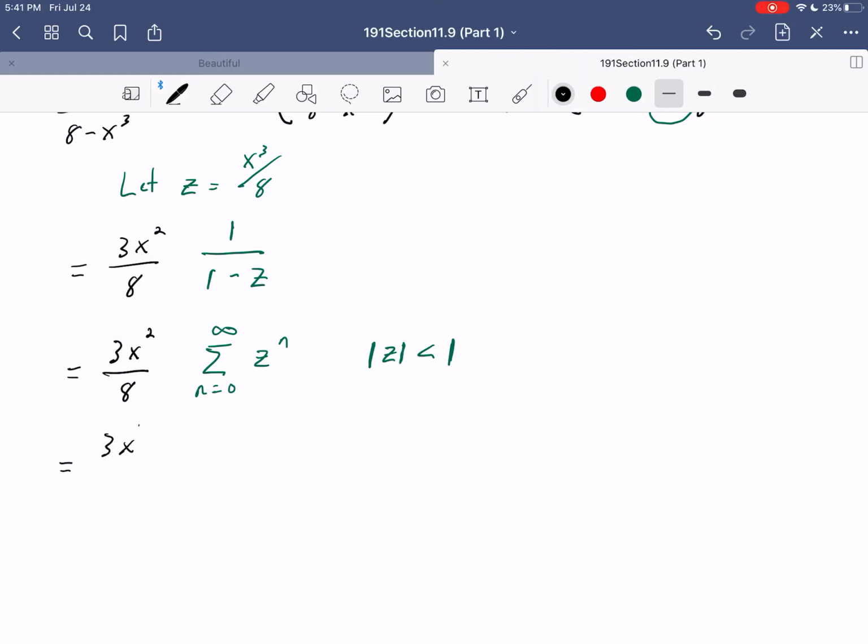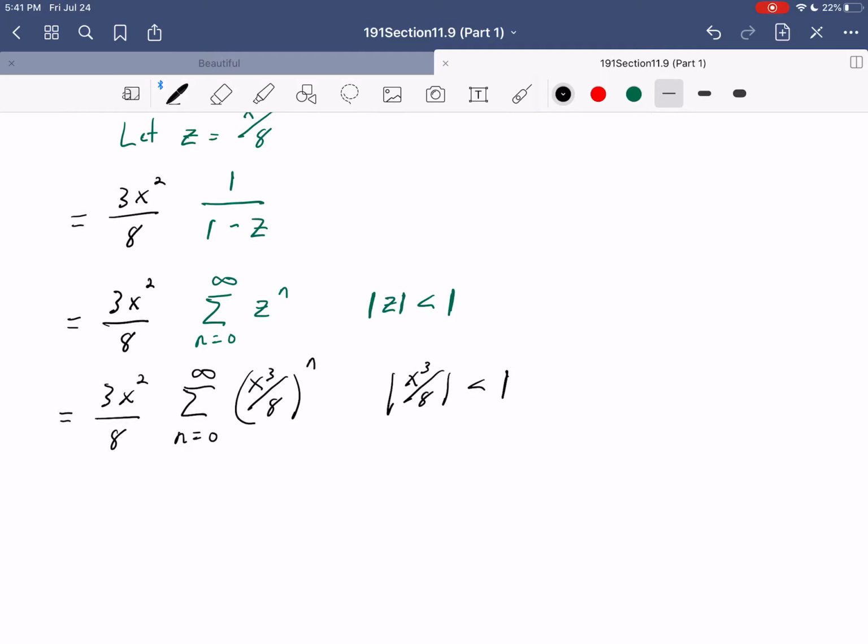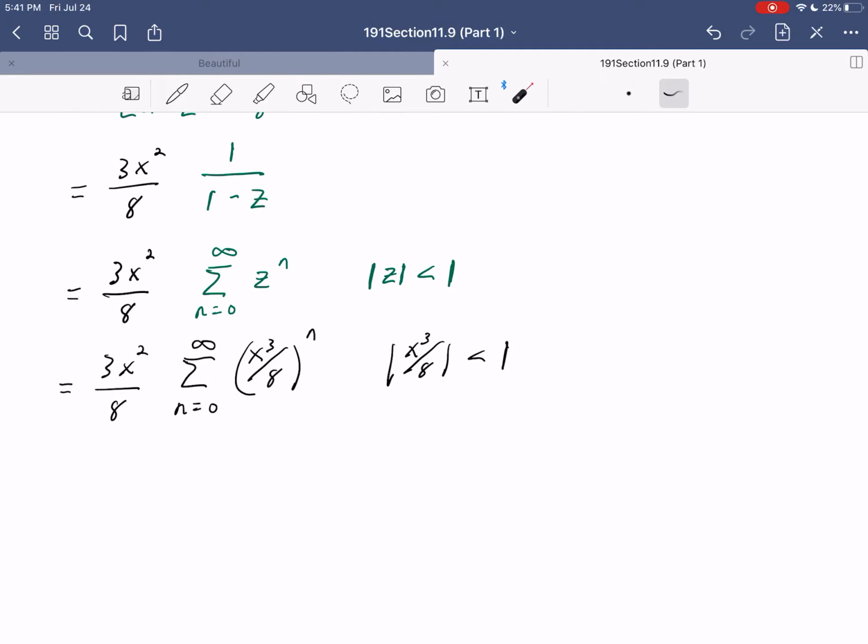So we have 3x squared over 8, and then we have the summation n equals 0 to infinity. Let's go ahead and replace z with x cubed over 8, and then all to the n. And then we also have to do that here. Absolute value x cubed over 8 is less than 1. Okay, now we can work on all these sort of pieces.